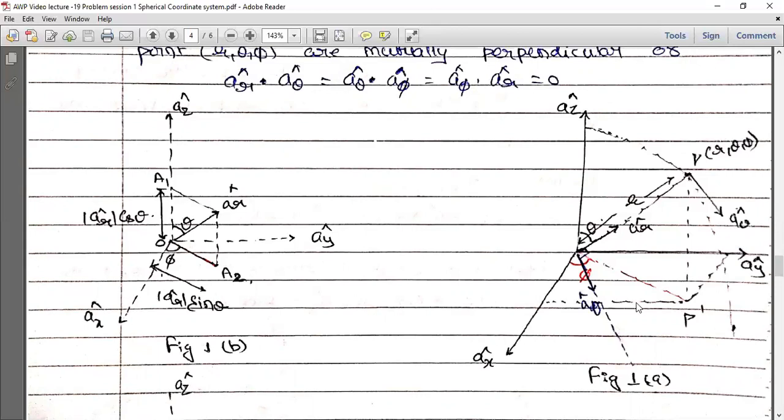Now, if we see figure number A, this figure is more elaborative. Here we are having point P with coordinates r, theta, phi, and as I told you, if you want to keep theta fixed and phi fixed, and you want to increase r, the increment in r will be along this particular direction, OP. That's why this direction is the direction of increment in r, and the unit vector in this direction will be AR.